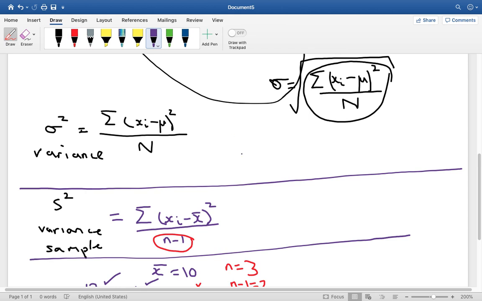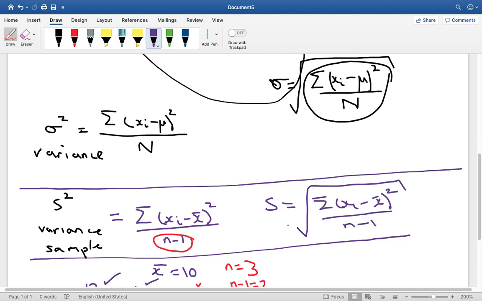And the actual standard deviation for the sample, I can tell by this symbol that standard deviation is going to be the square root of the thing to the left. This will be the square root of this, the sum of xi minus x bar squared divided by n minus 1. Okay, so this is the standard deviation. I just put SD, the standard deviation of a sample.